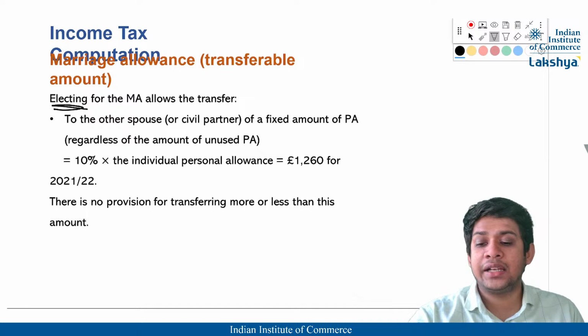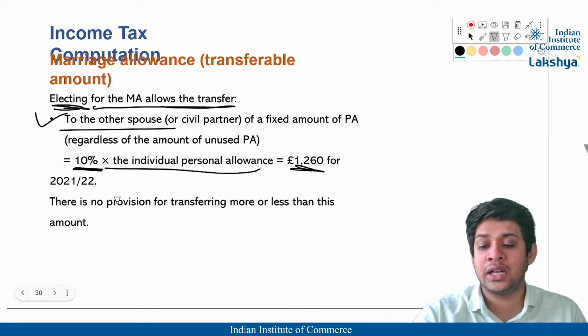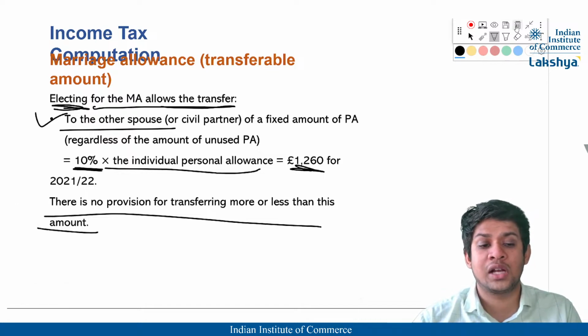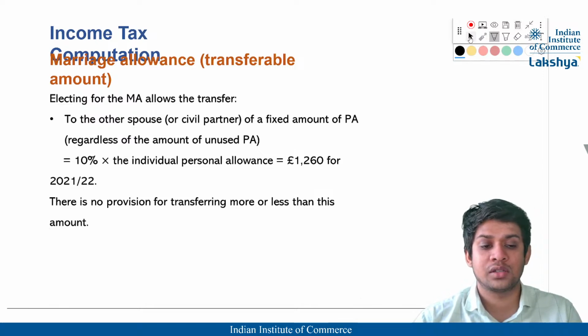Okay. Electing for marriage allowance. So they can actually transfer 10% of their personal allowance, which is 1260 approximately. There is no provision for transferring more or less of this amount. You can just transfer this fixed amount, that is 1260 pounds.